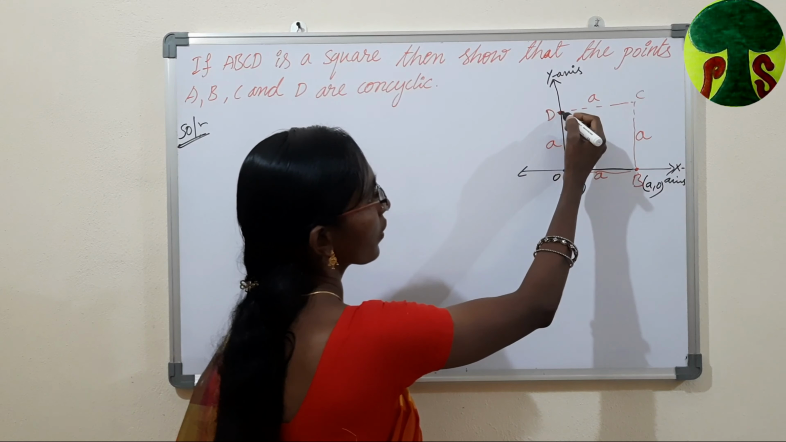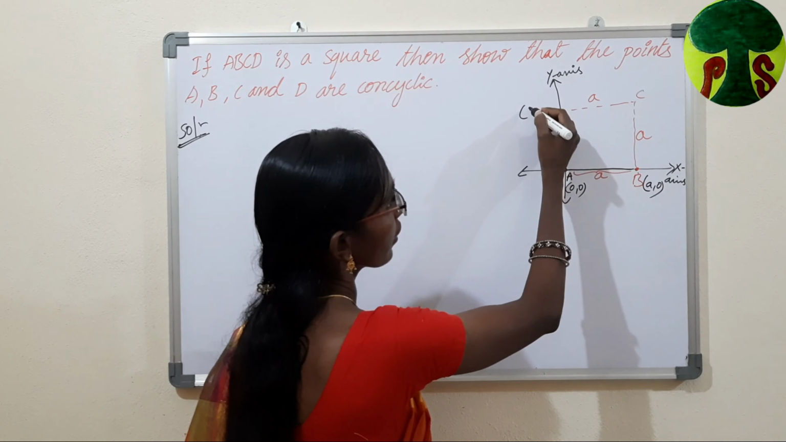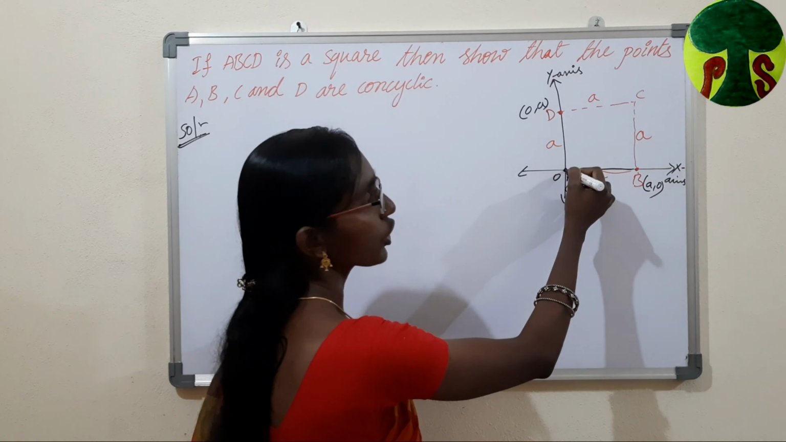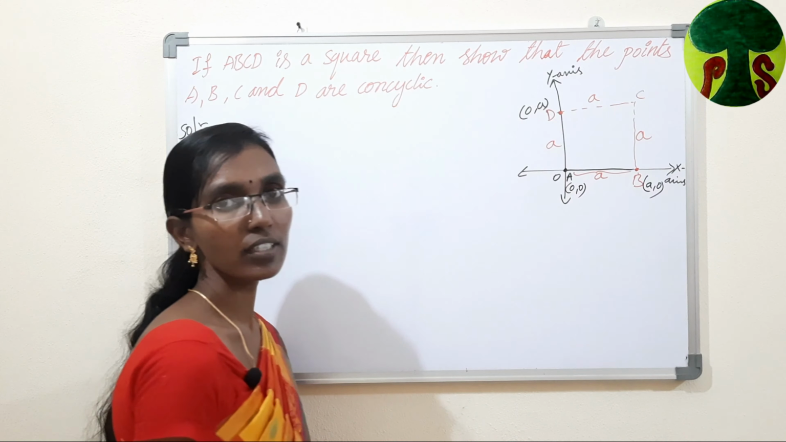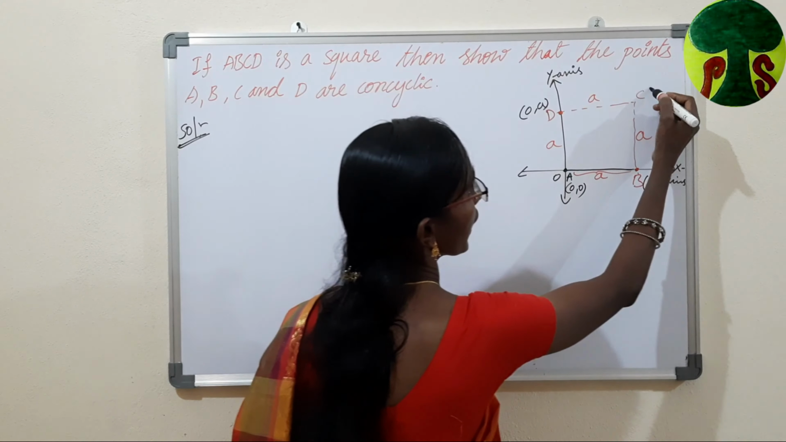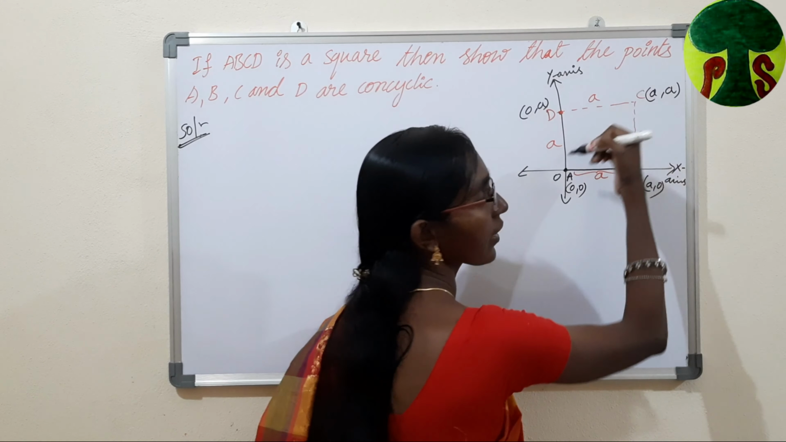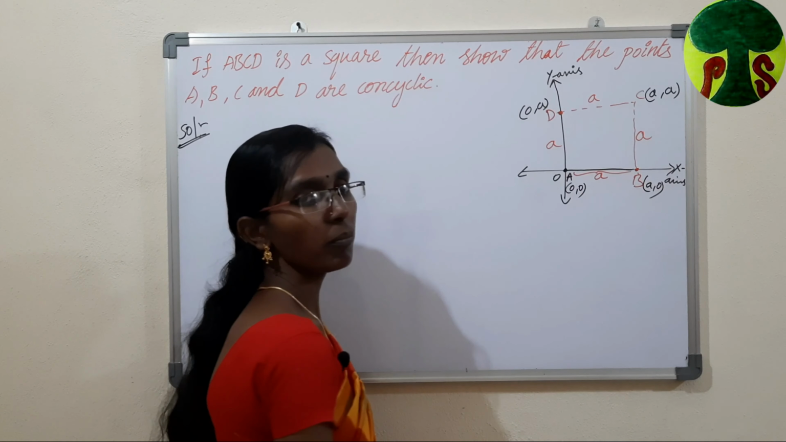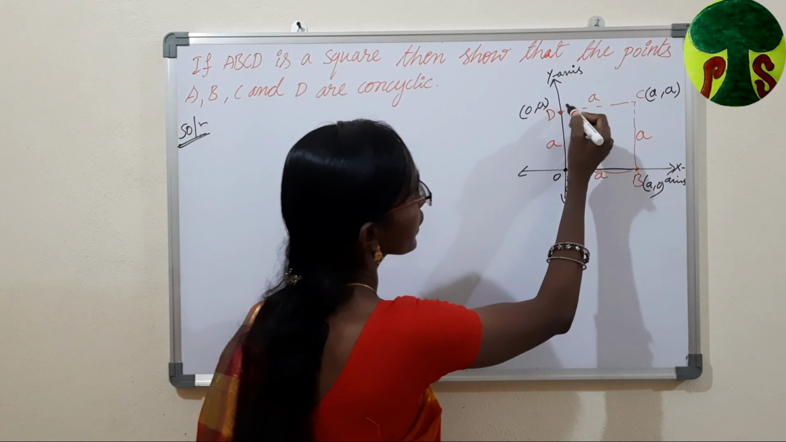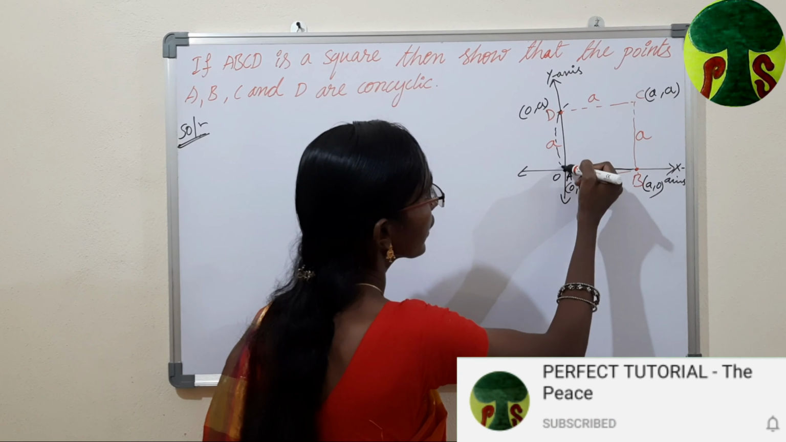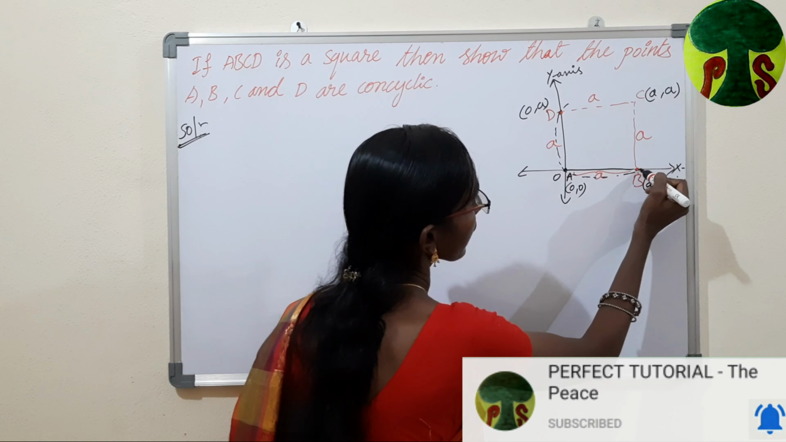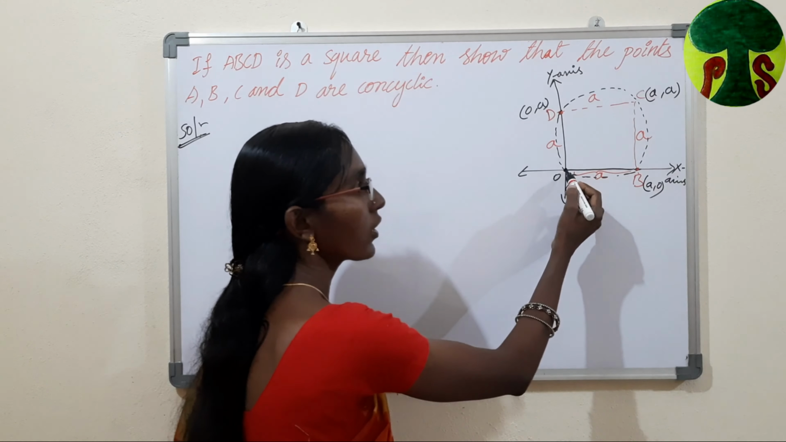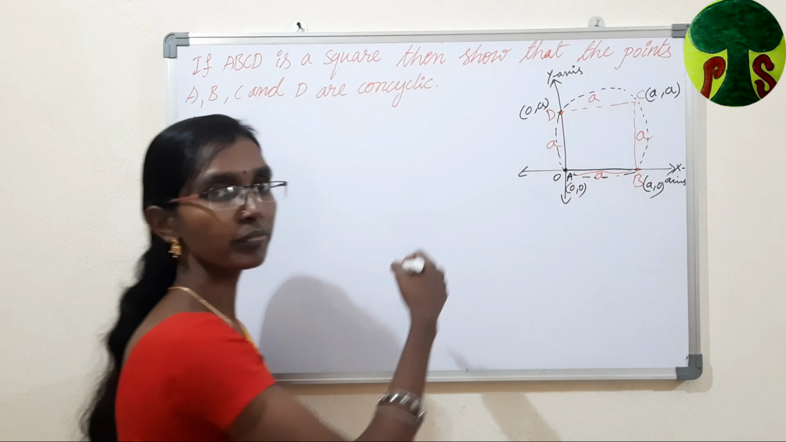Now we need to find the coordinates of D. The coordinates of D are 0, a because it is a units from the origin and it is on the y-axis, which means the x coordinate is 0. And C's coordinates are a, a, because C is a units from the x-axis as well as a units from the y-axis. Let us consider a circle which passes through the points A, B, D.